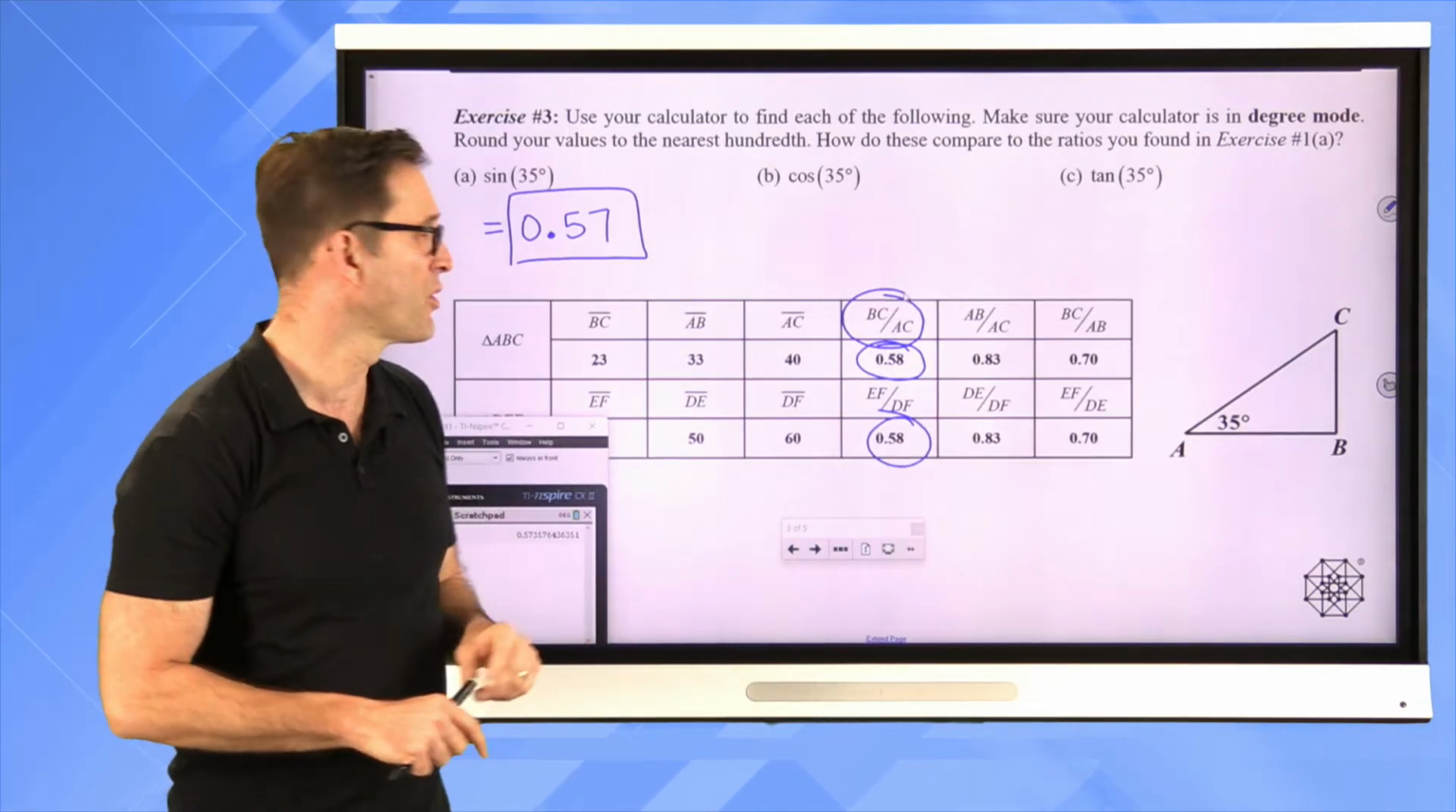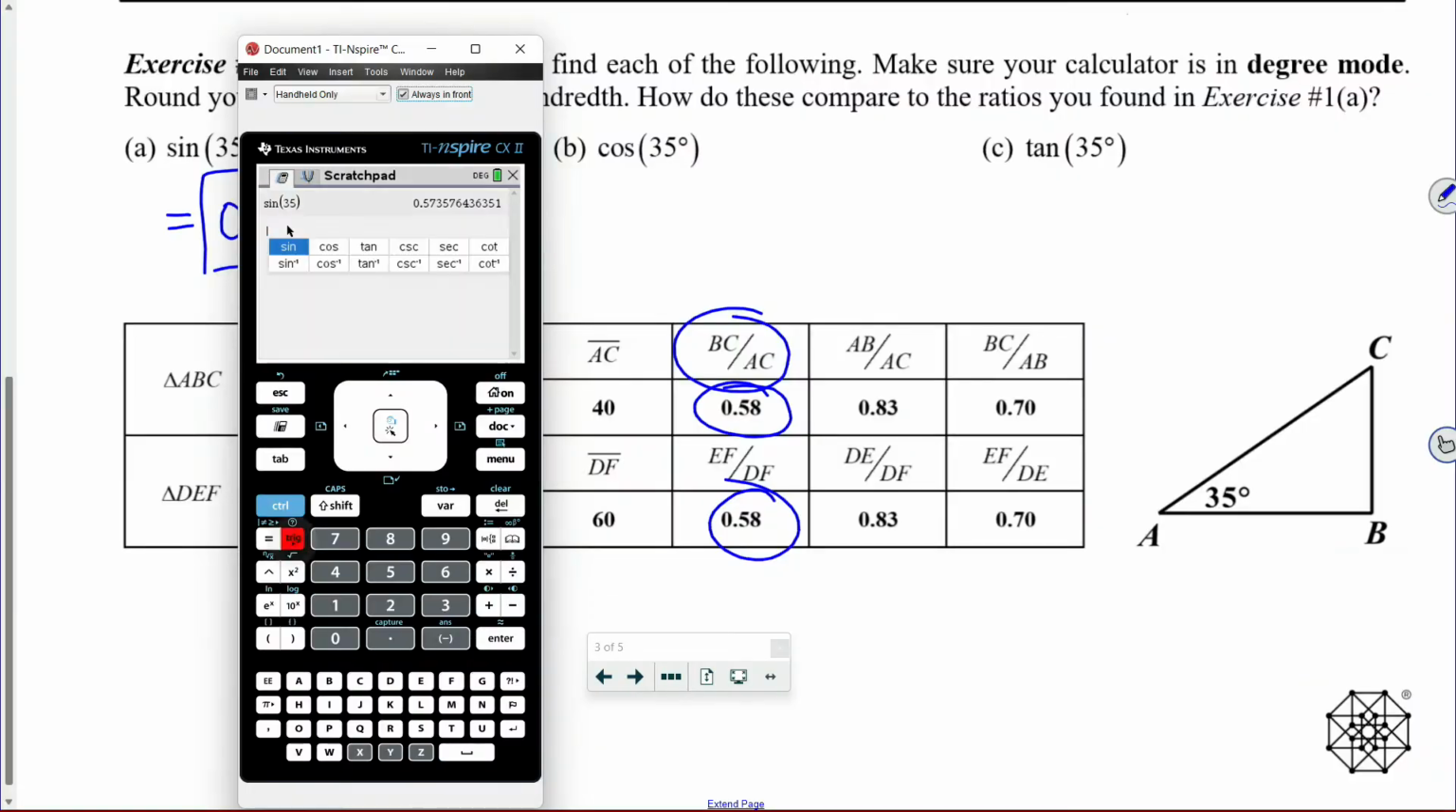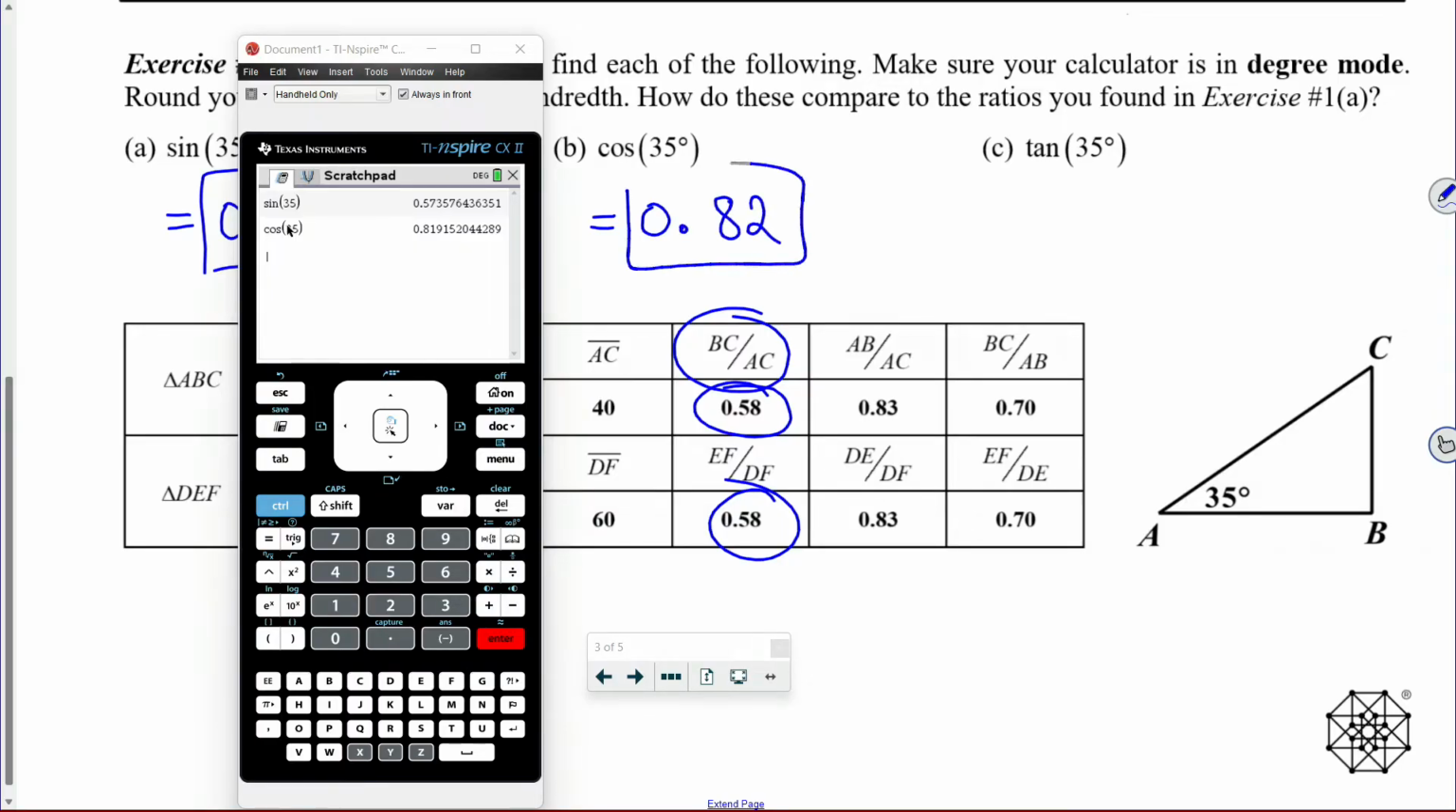All right, well, let's hope our calculator doesn't go nuts here. I don't have a lot of faith. Oh, of course, now it's not going to do anything weird. Cosine of 35. All right, that's equal to 0.82. And again, very close to what we had before, 0.83.